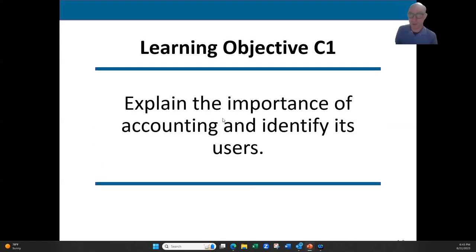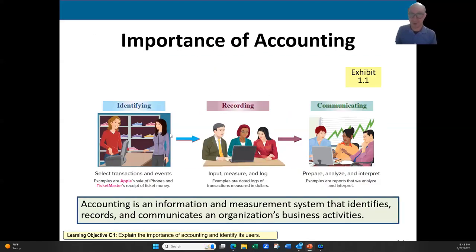Let's talk about chapter one. What is accounting? Accounting is the language of business. That's the official definition of accounting, the language of business.